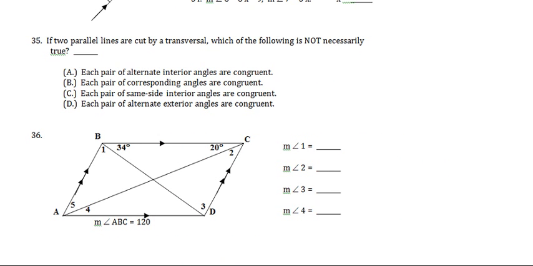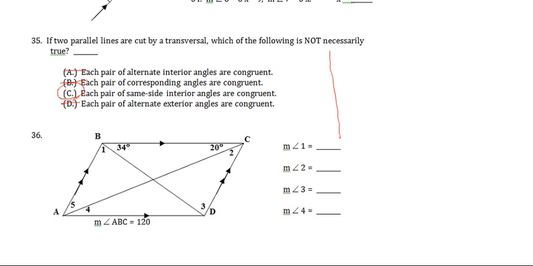Alright, next one says, if parallel lines are cut by a transversal, which one is not necessarily true? Each pair of alternate interior angles are congruent. That is always true, so it can't be that one. Corresponding angles are congruent. That is always true. Not going to be that one. Each pair of same side interior angles are congruent. Maybe. D, each pair of alternate exterior angles are always congruent. That is always true. This one right here is not necessarily true.